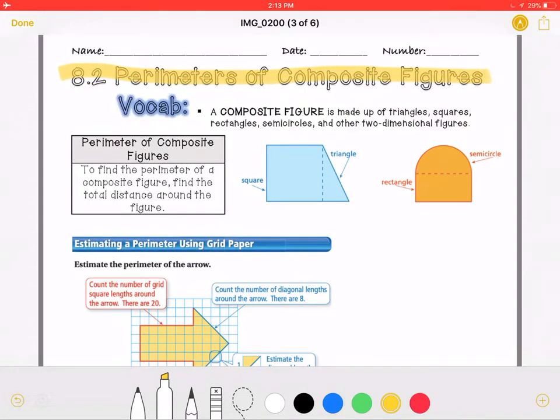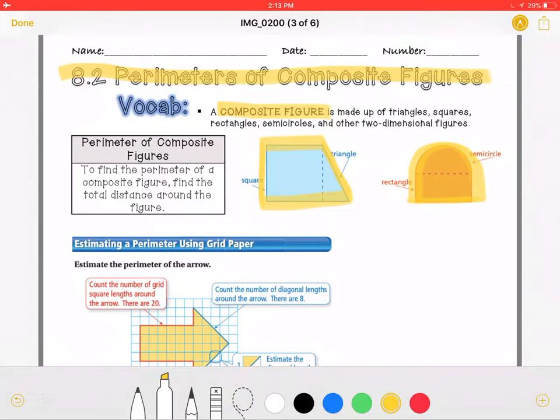Well, what are composite figures? You might be asking yourself right away. A composite figure is made up of triangles, squares, rectangles, semicircles, and other two-dimensional figures. Basically, a composite figure is a shape that has a bunch of other shapes that you already know put together. For example, here we have a triangle and a square put together to make this composite figure. To the right, we have a semicircle and a rectangle together to make this composite figure.